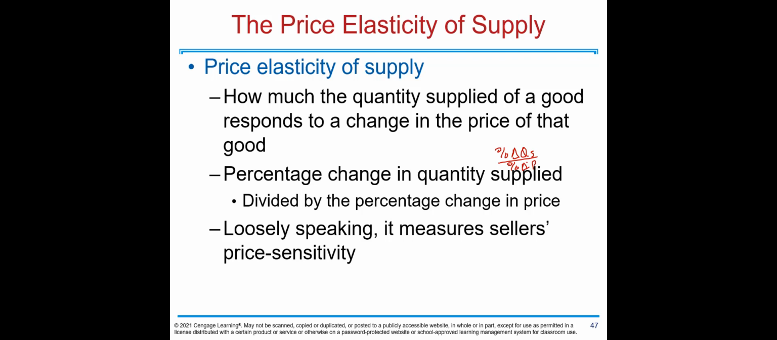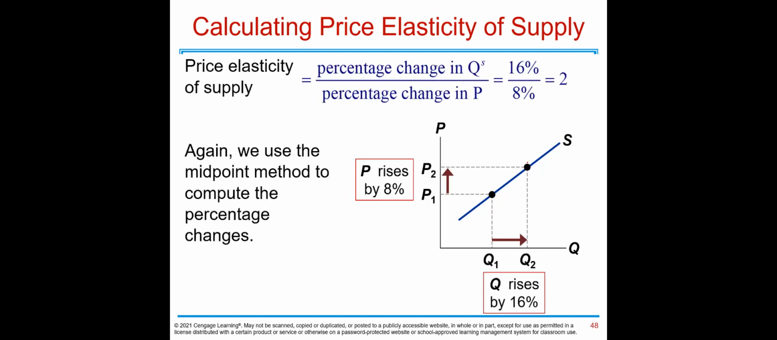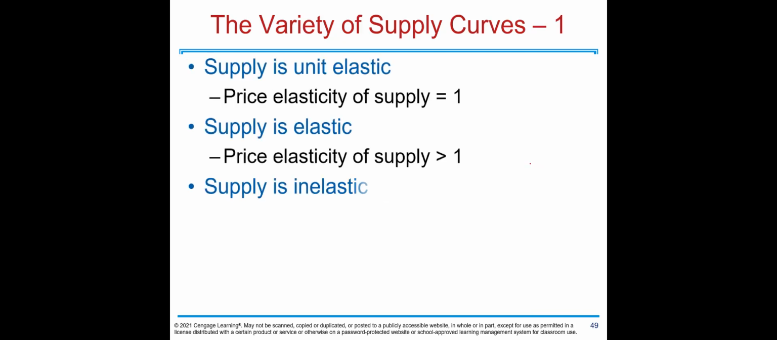Loosely speaking, it measures seller's price sensitivity. P rises by 8%, quantity supplied rises by 16%, so the price elasticity of supply is 2. Again, we use the midpoint method to compute the percentage changes. Supply is unit elastic, that means price elasticity of supply is equal to 1. And by the way, price elasticity of supply is always positive because of the law of supply.